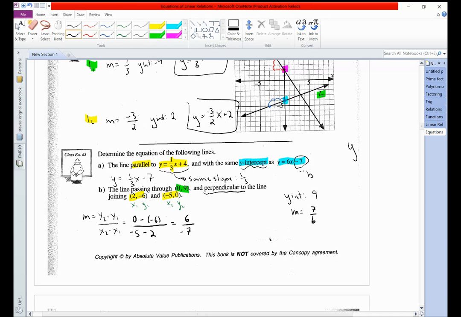And now we can say our line is y is equal to 7/6x plus 9. There we go.